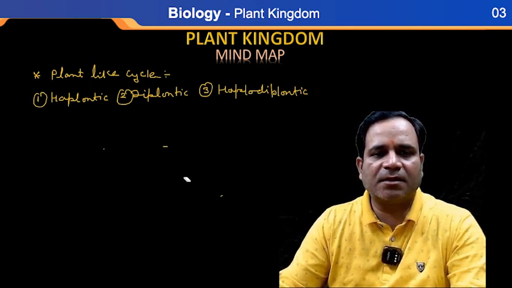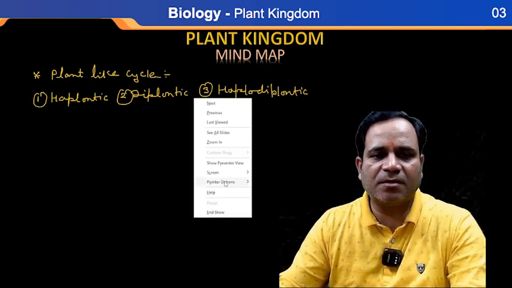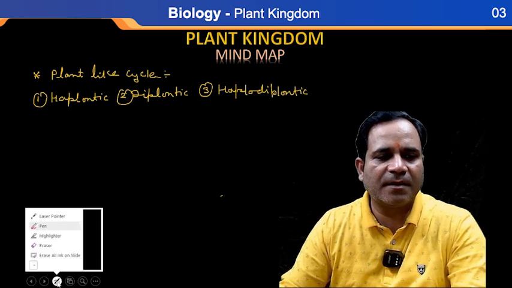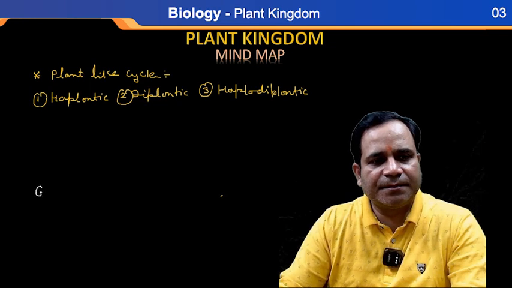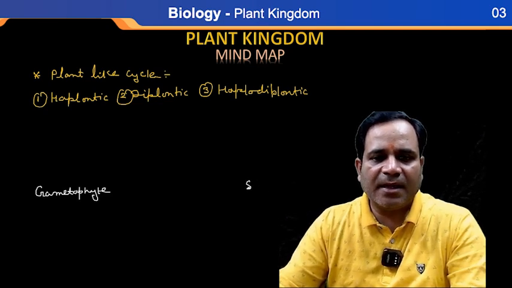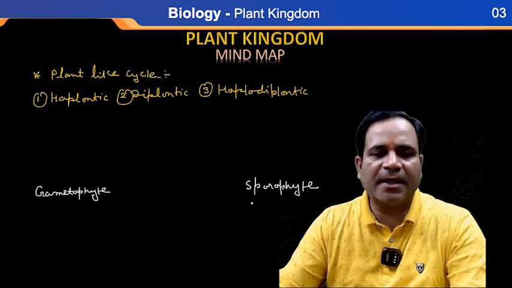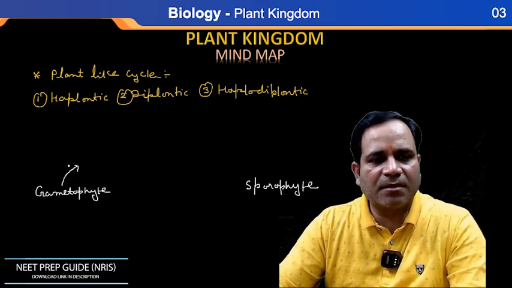Take this one. This way, it has to be explained as a cycle. So that's why you get to understand it better. See, here I am writing gametophyte. Clear? And here I am going to write sporophyte. Correct?